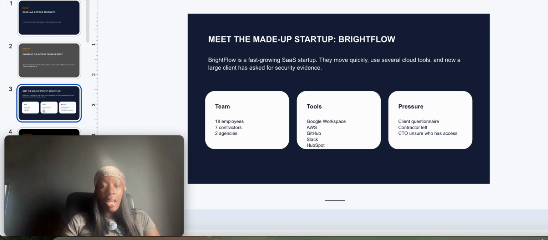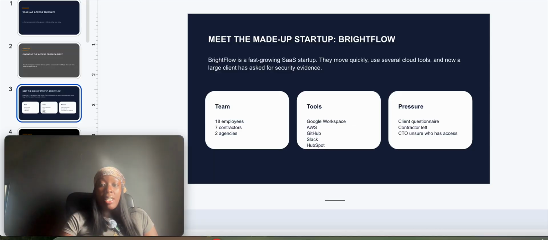So the team has 18 employees, so full-time or part-time staff, permanent members of the organization, 7 contractors, so people that are there on a temporary basis, whether for a few months, a few years, but nonetheless temporary people, and then 2 agencies, so external companies that are coming in to do work for them. And the tools they use are Google Workspace, AWS, so the cloud, GitHub, Slack, and HubSpot.